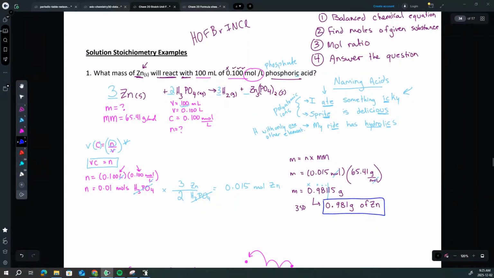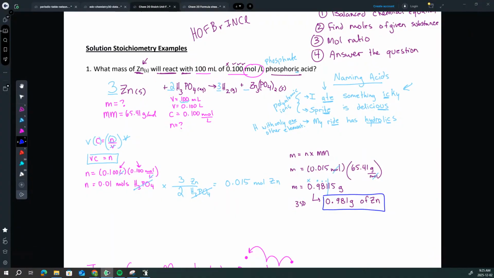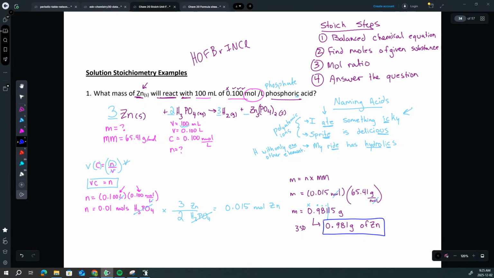So again, there's only one example for solution stoich, and it's just because we're still following the same 4 stoich steps that we've been doing previously here.